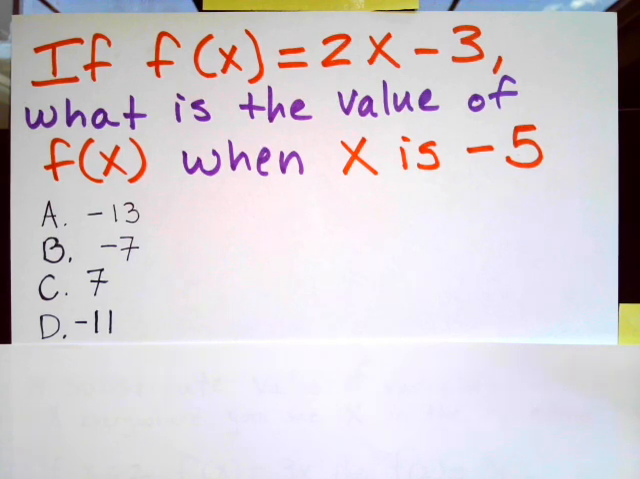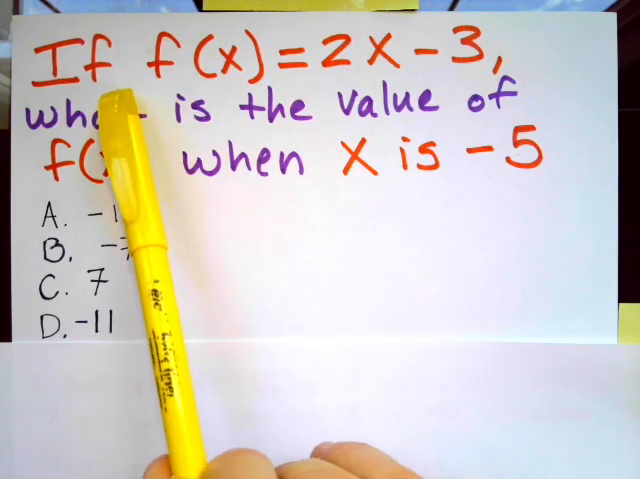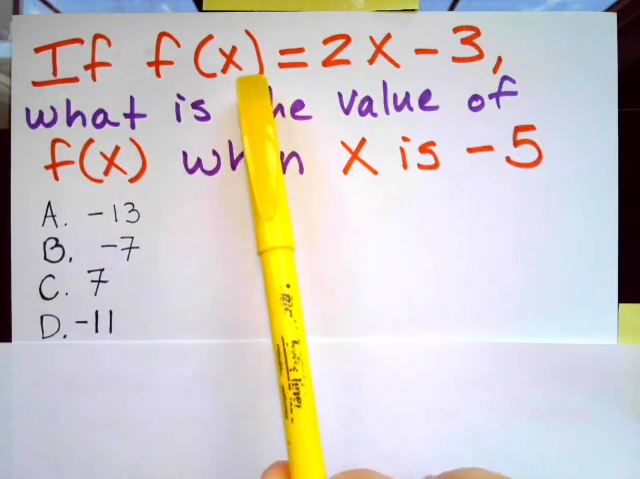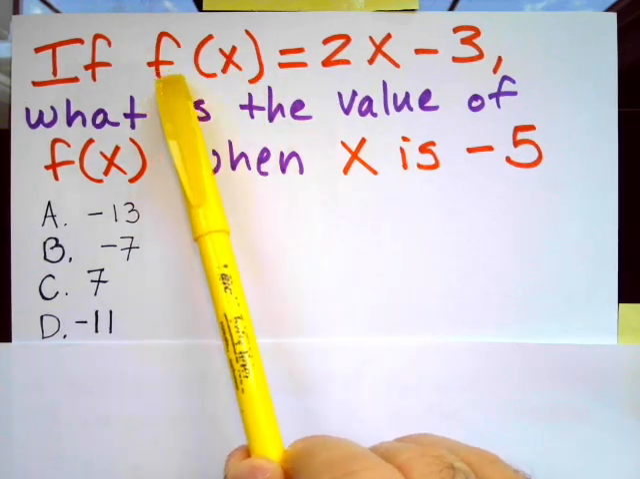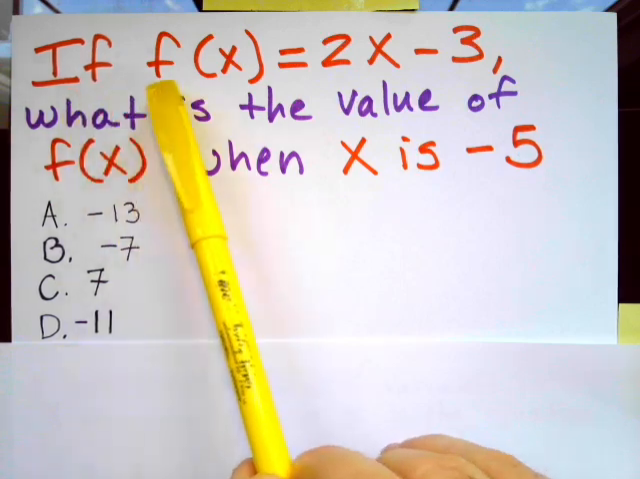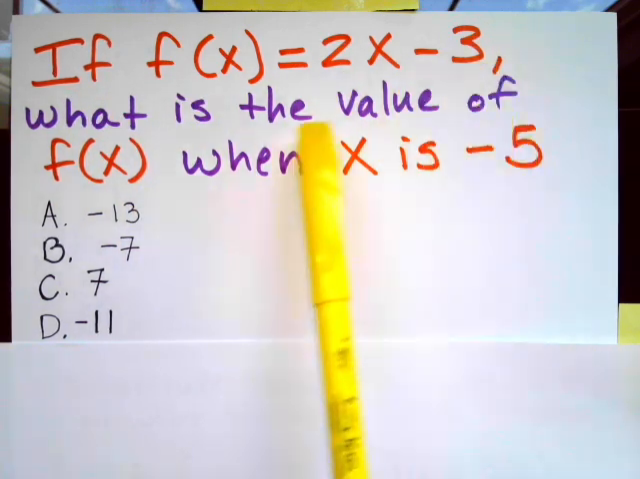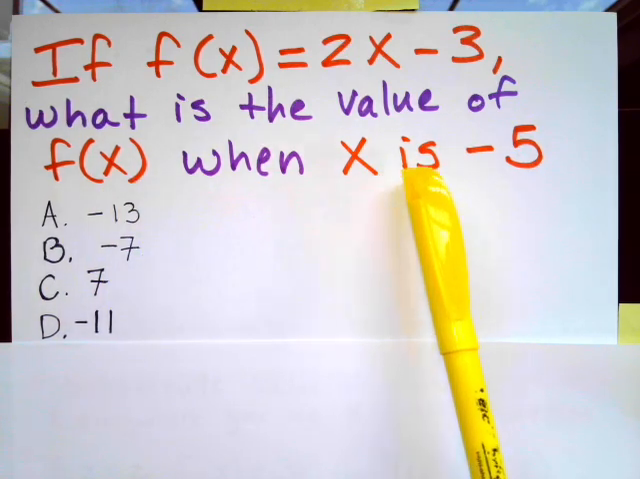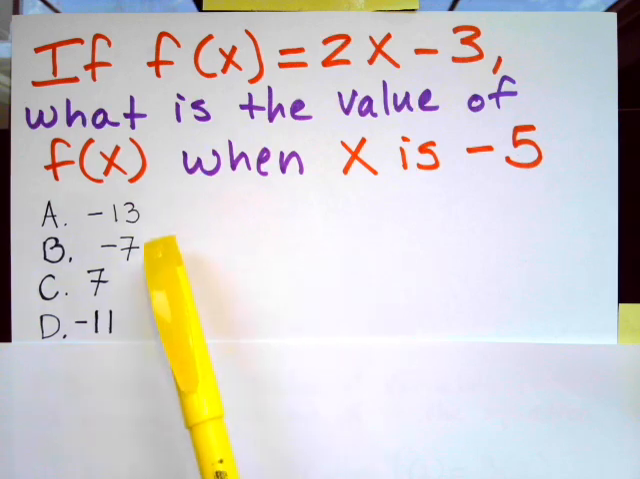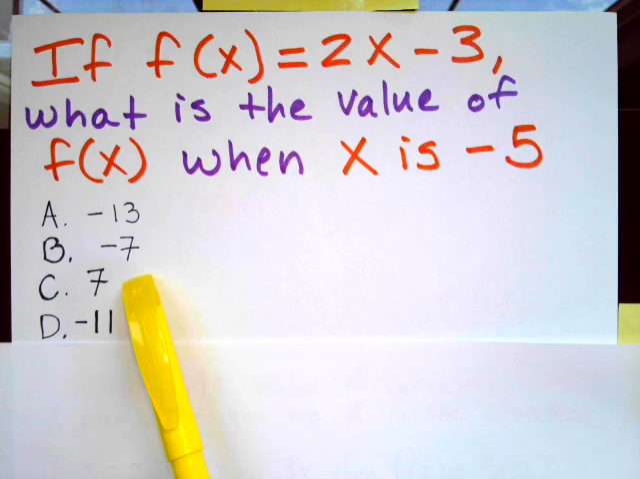So, I like to get into GED test questions. I'm just going to jump right on into it. If f of x, and again, f of x represents function, and remember, f of x, if you've seen some of my videos, is equal to y. So you could just substitute a y for f of x. If f of x equals 2x minus 3, what is the value of f of x when x is negative 5? A, negative 13, B, negative 7, C, positive 7, or D, negative 11.